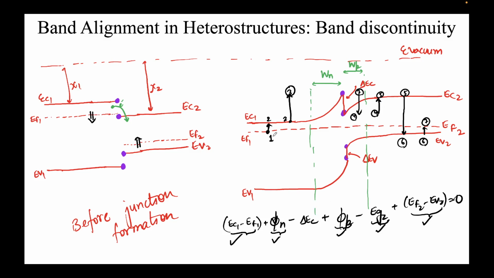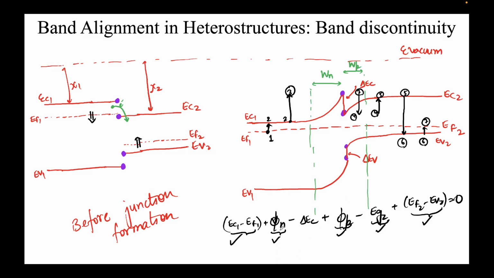Right now I have done the top half of this Venn diagram. If you do the bottom half, you can also obtain an expression for delta Ev. In this way, we know experimentally how delta Ec and delta Ev, the band discontinuities, arise.